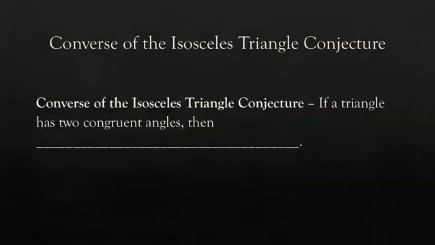So the converse of the isosceles triangle conjecture: if a triangle has two congruent angles, then it will be an isosceles triangle. Now on to our algebra review.